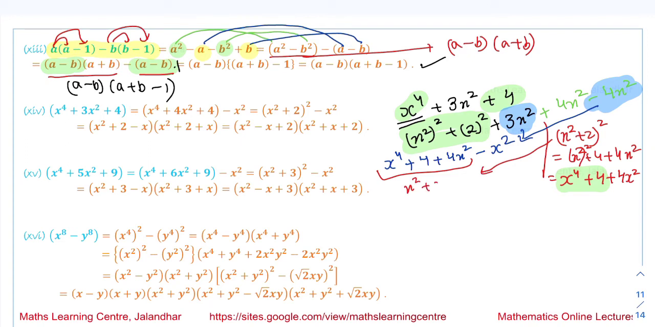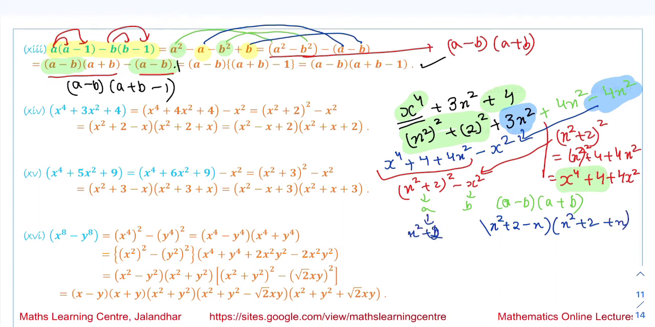For the first term we are having the formula x square plus 2 whole square, and second is minus x square. So this term is like a and this term is b. So the answer is a minus b into a plus b. So the final answer you will get is x square plus 2 minus x into x square plus 2 plus x, because a is x square plus 2 and b is x.